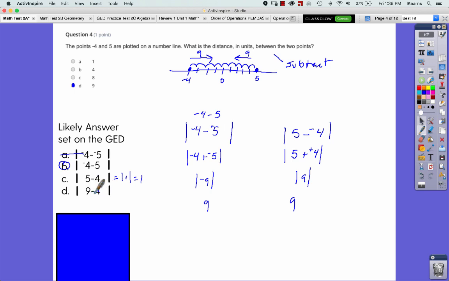And then 9 minus 4 is just a distractor. 9 minus 4 would be the absolute value of 9 minus 4 would be the absolute value of 5, which is equal to 5. So the only one that's going to actually get you 9 is B. So be on the lookout for these absolute value. Again, just drawing an extension to this question 4.